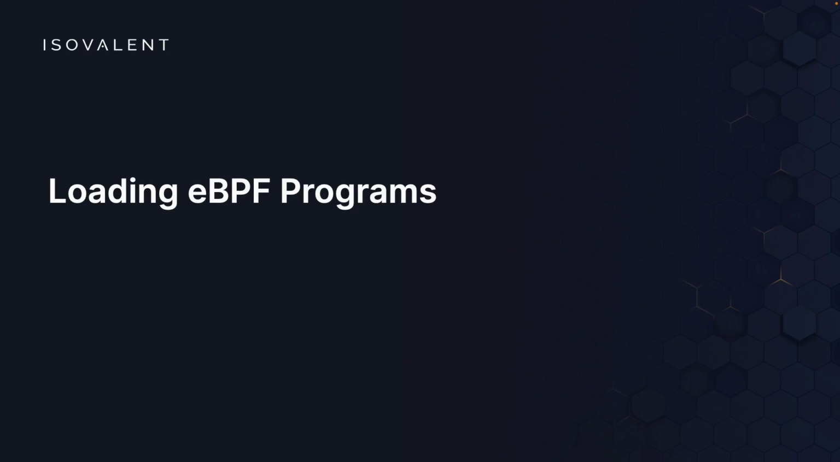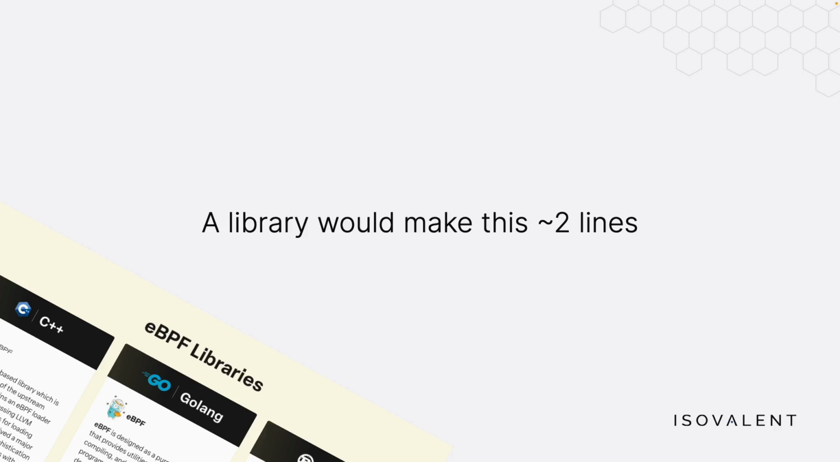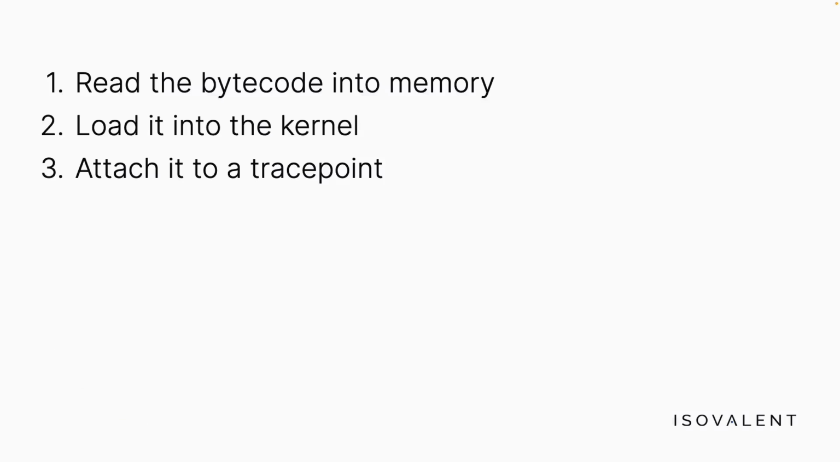Speaking of loading, let's actually go over how to do that. As another note, a library would make this like 2 lines. This is not going to be 2 lines. So we have a few things that we need to do in sequence to make this work. We need to load the bytecode into memory. We need to load it into the kernel from memory, and then we need to attach it to something, in our case a tracepoint. We're going to do everything in C just because it's a little bit easier to follow. But you can mostly do this in any language. There are libraries in Rust and Go and all sorts of stuff.